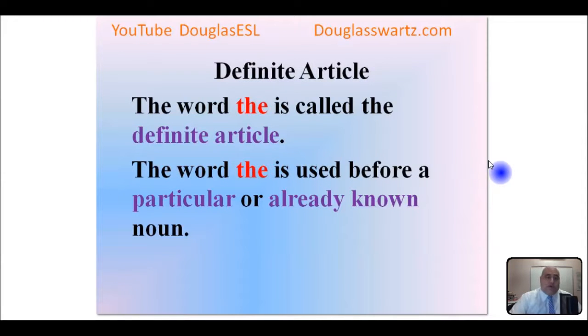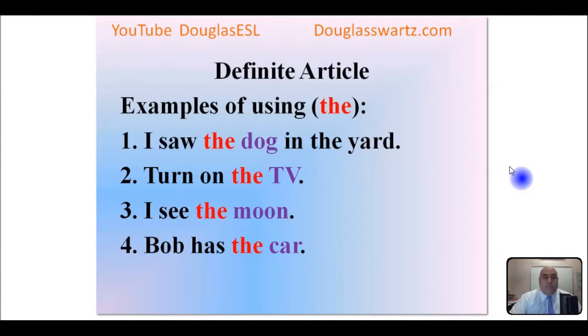Okay, the definite article. The word the is called the definite article. The word the is used before a particular or already known noun. Okay, some examples of using the definite article. I saw the dog in the yard. This would be either your dog or a dog that you talked about before or a dog that you knew about. You would use this terminology. I saw the dog in the yard.